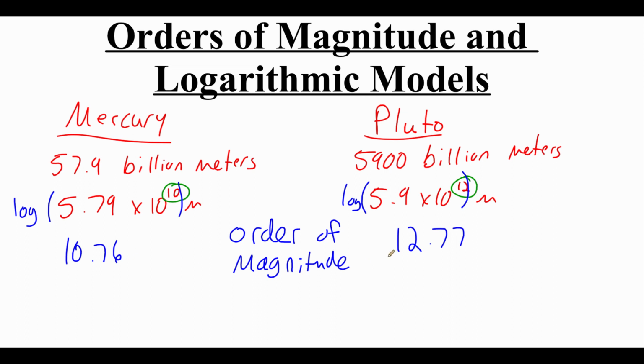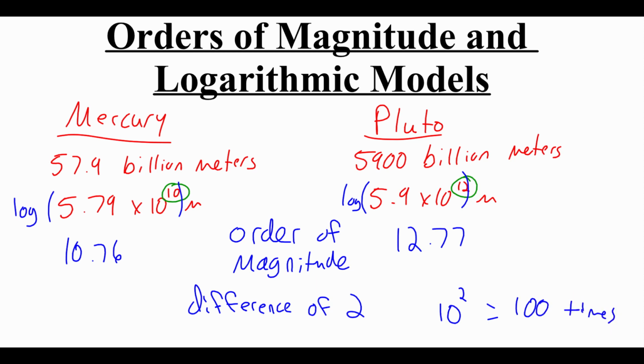Now as I'm looking at these orders of magnitude, I can see that there's a difference of about 2. So we could say that Pluto's distance away from the Sun is 2 orders of magnitude greater than Mercury's. And again, this order of magnitude is kind of referring back to those powers. We saw that there was a difference of 2 within the powers in that scientific notation, which meant that Pluto was 100 times further away than Mercury. Same thing happening with the order of magnitude. Because there's a difference of 2, if we think about 10 being raised to the second power, that really means there's a 100 times difference.